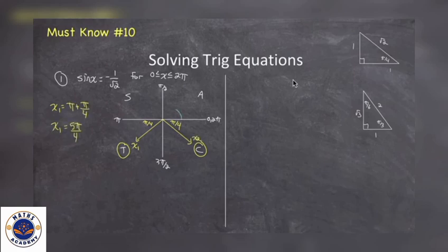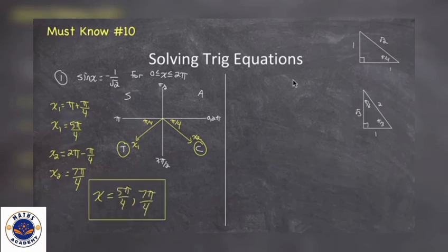And to get to x2, I would have to go not a full 2 pi, I would have to go pi over 4 less than that. So I can do 2 pi minus pi over 4 to get my second principal angle. And 2 pi minus pi over 4 is 7 pi over 4. So there are two answers to this equation between 0 and 2 pi. The answers are 5 pi over 4 and 7 pi over 4.